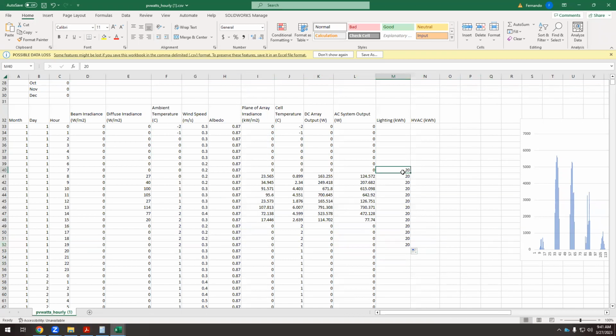So if this system is on for 12 hours from 7 a.m. until 7 p.m., that's the consumption of lighting that we have every single moment here. The HVAC, let's say that it's 200, and I'm making it up, okay? And I consume 200 again from 7 a.m. to 7 p.m.